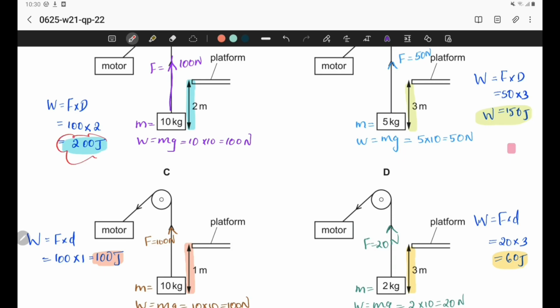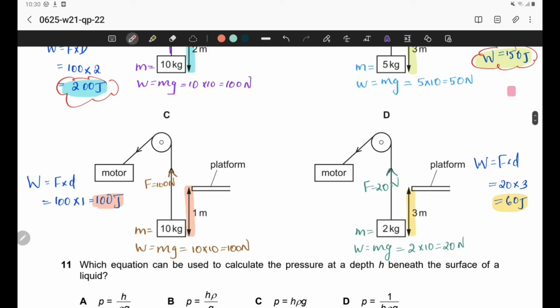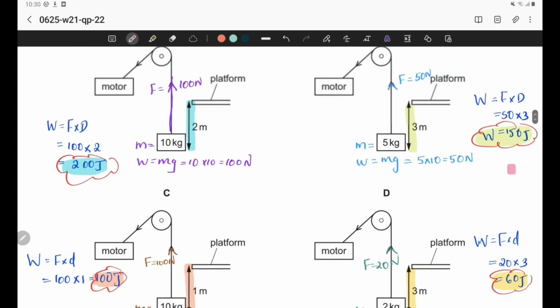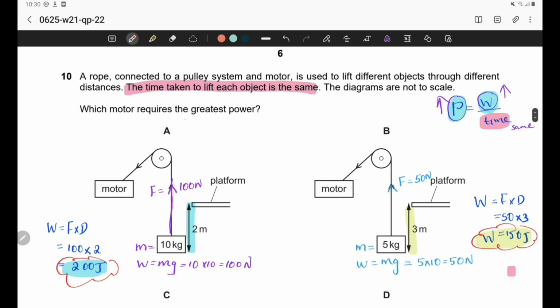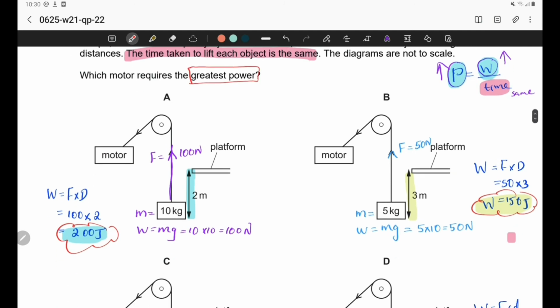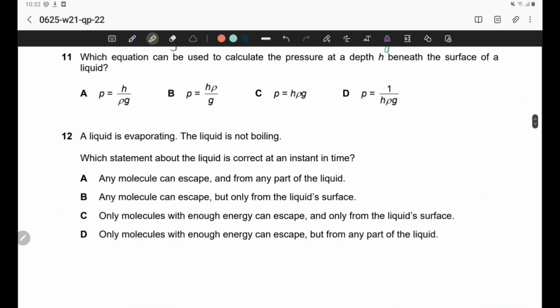Now we can compare all these work done. Motor A 200 joule of work done, motor B 150 joule, motor C 100 joule, and motor D 60 joule. So the motor which requires the greatest power is the one which is doing the greatest work, and the correct answer is option A.